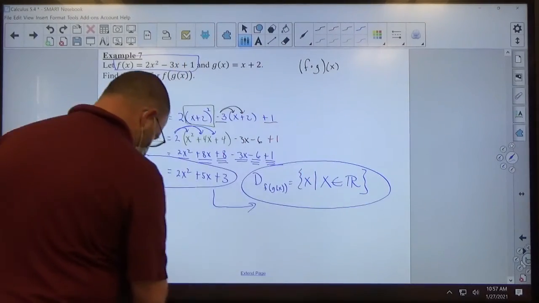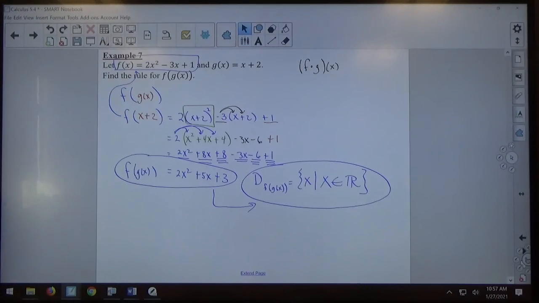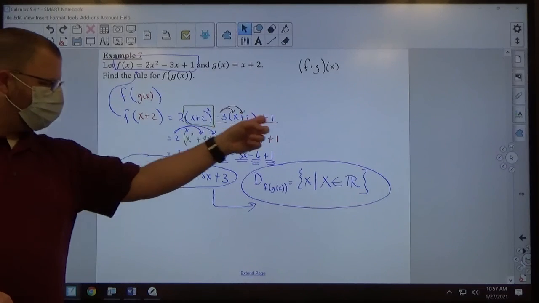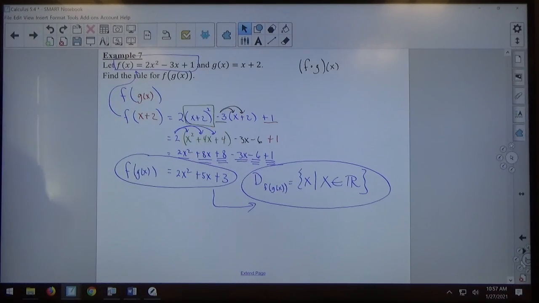Make sure that you include a domain for any abstract answer. f plus g of x, f minus g of x, f times g of x, f divided by g of x, f of g of x. Anything of x, I need just the answer along with the domain. If it's numerical, there's just a numerical answer. But if there's an of x involved, then make sure you give me a domain also.